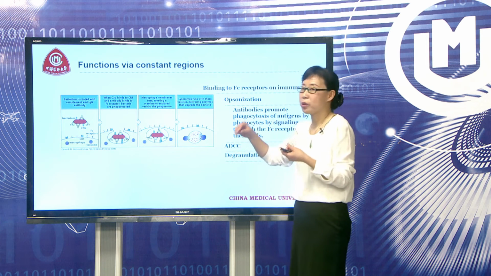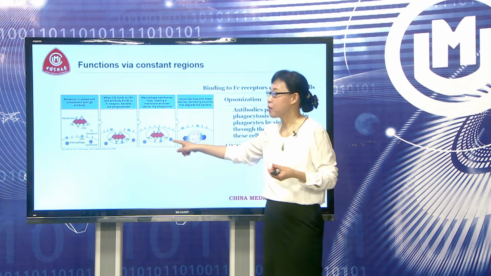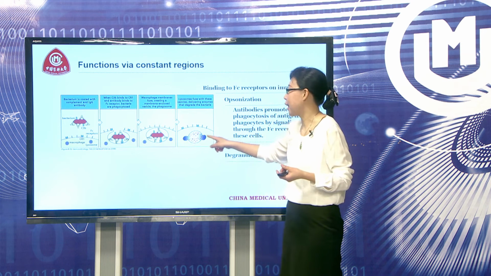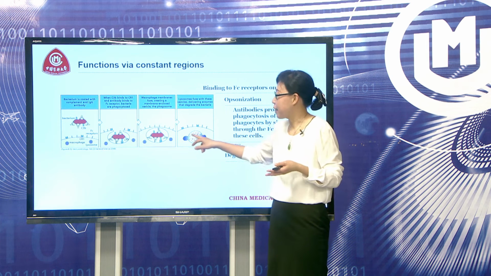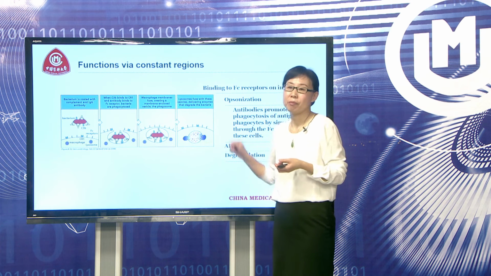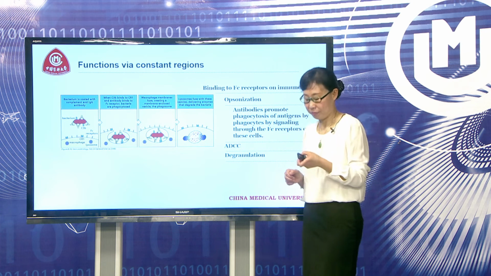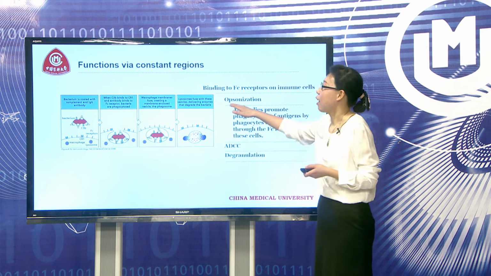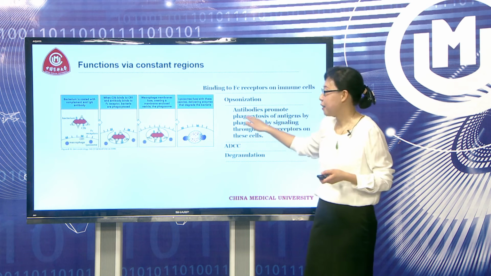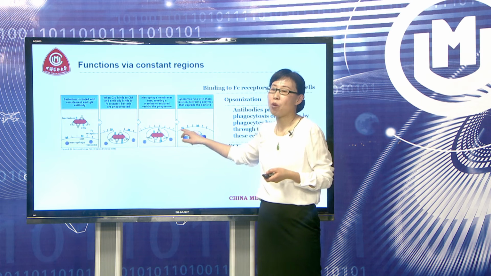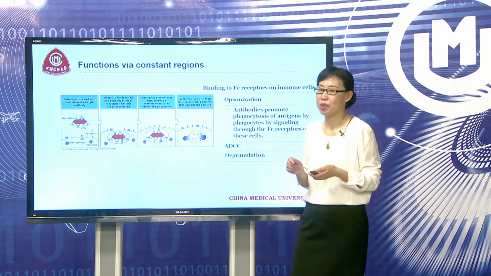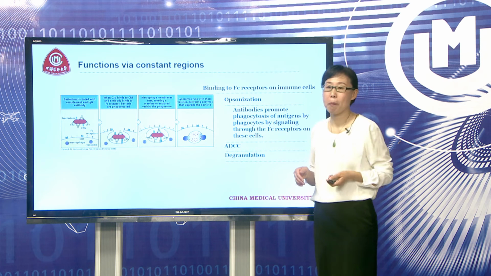This vesicle will then fuse with a lysosome. Finally, the lysosome, as you know, contains a lot of enzymes, so those enzymes can cleave the parasite. This process is called opsonization. And this antibody, mainly IgG, can work as an opsonin to mediate opsonization.